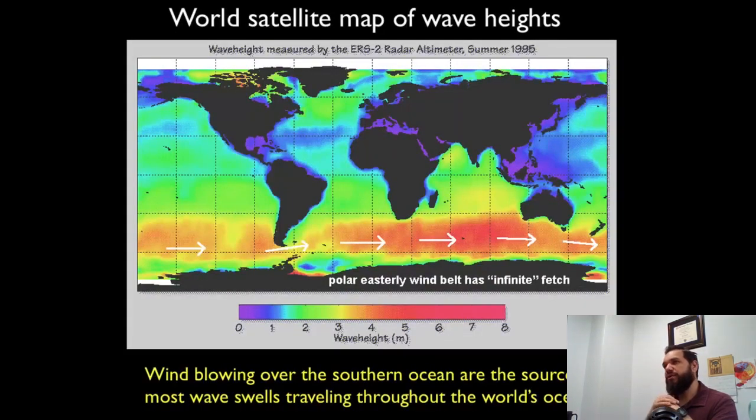These are actually a world satellite map of wave heights in the open ocean. In the open ocean. I'm going to talk about waves near the coast later. We're talking about the open ocean. So where on Earth do we get the largest waves? You'll notice that where we live in the Gulf of Mexico, we get tiny waves. You might have noticed that. We get really small waves here, actually.